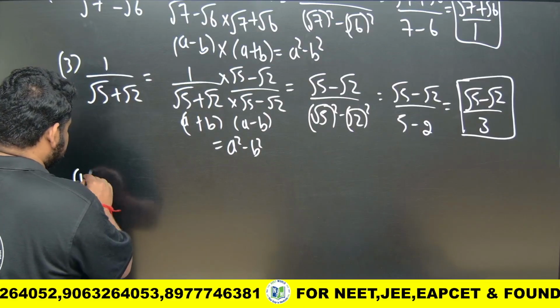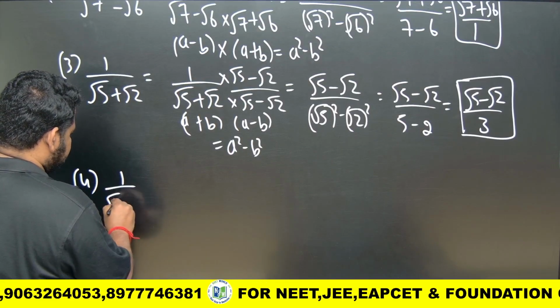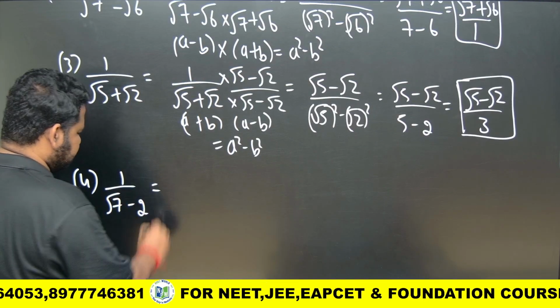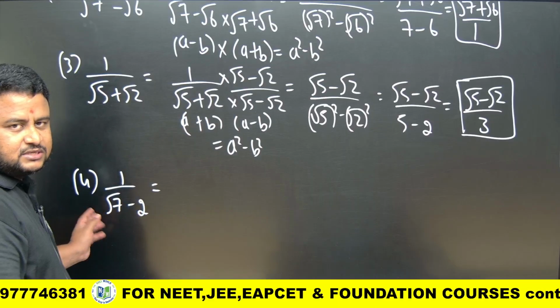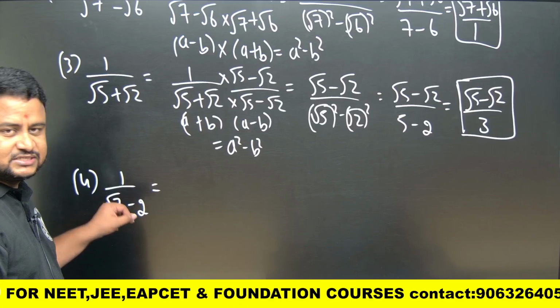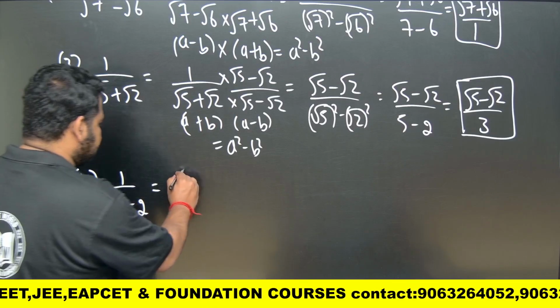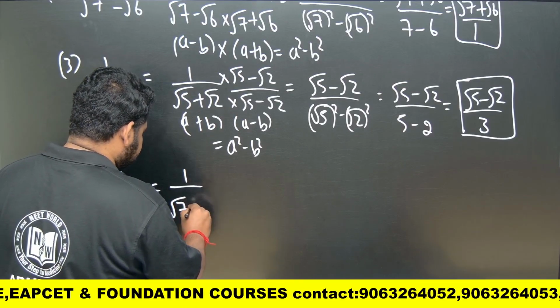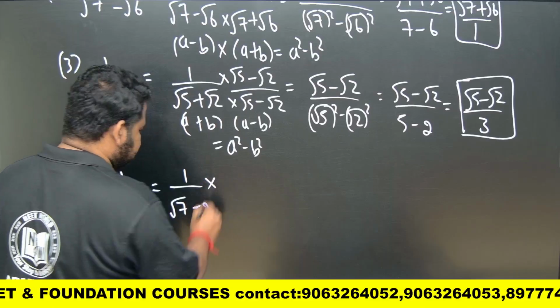Fourth one. 1 by root 7 minus 2. Here also the denominator is irrational, because irrational minus rational is irrational only. So here I should rationalize it again. 1 by root 7 minus 2. If I multiply this, what will I get?